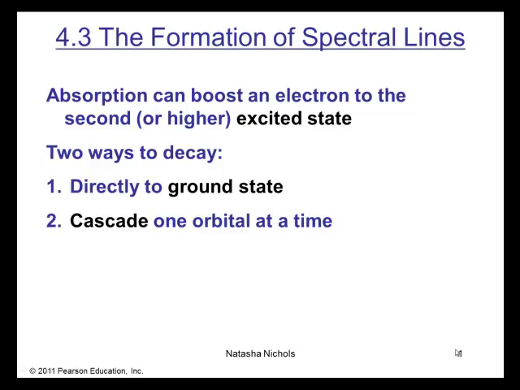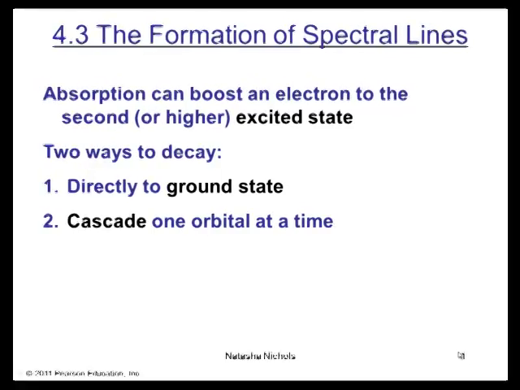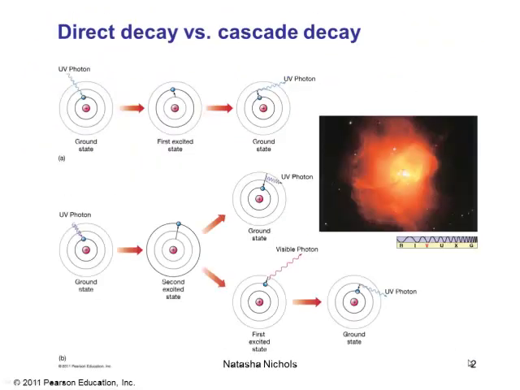Once it does that, it will stay there momentarily within a few nanoseconds, and then it's going to jump back down to the ground state. And we call that decay. Now there's two ways of doing that. It could directly jump down to the ground state, or it could cascade one orbital at a time. So let's take a closer look at this scenario.